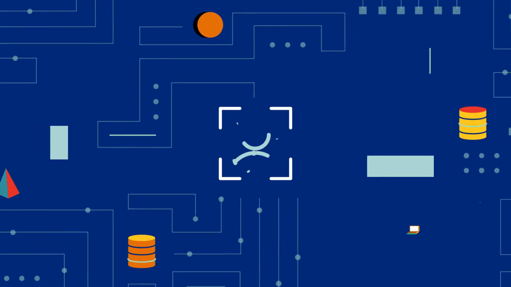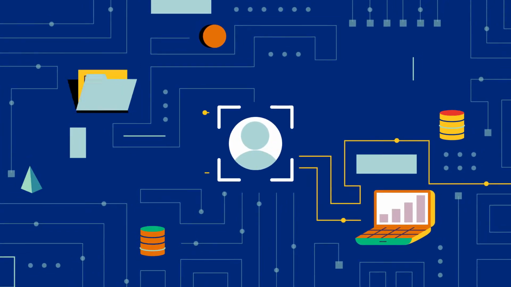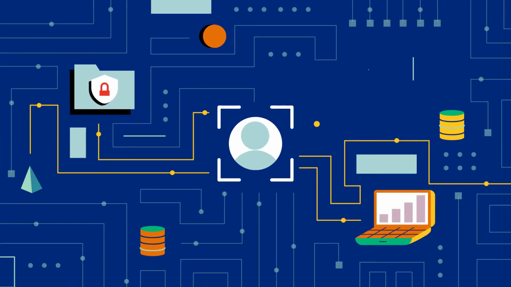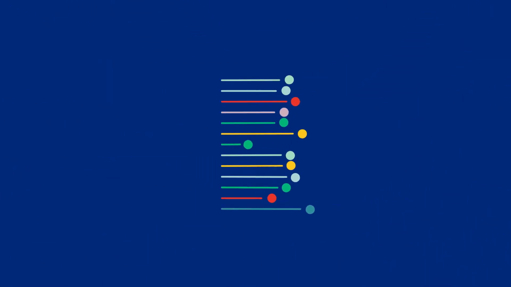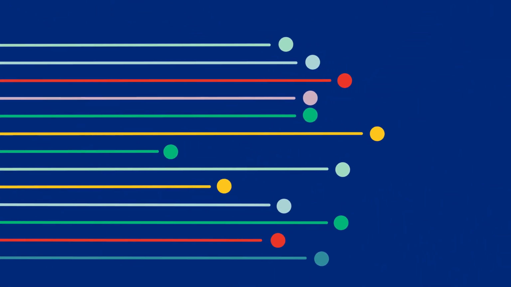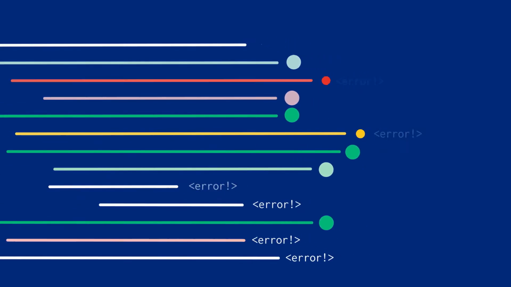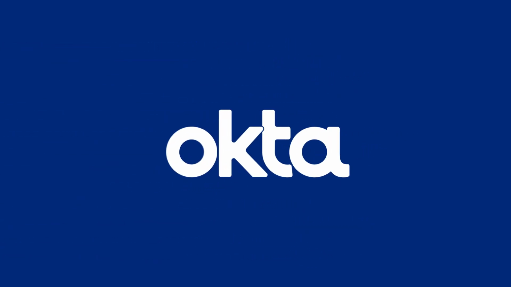Identity is at the heart of accelerating business outcomes, from enhancing remote work experiences, improving security posture, or delivering new digital customer experiences. But manual processes can slow teams down and open up potential risks due to manual errors. Here's where Okta can help.